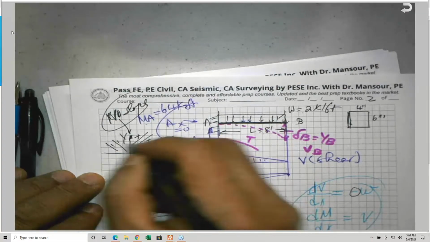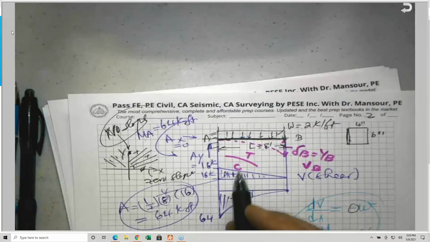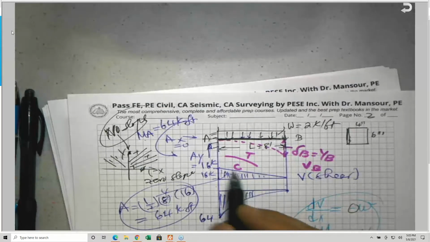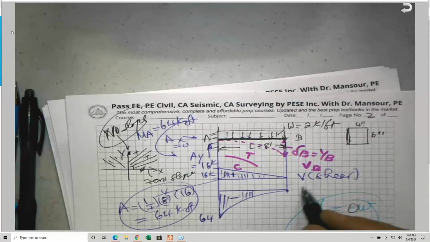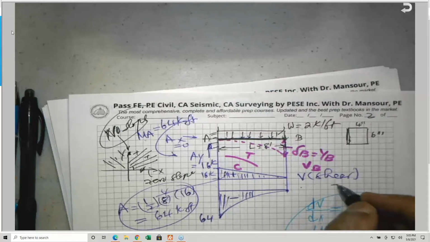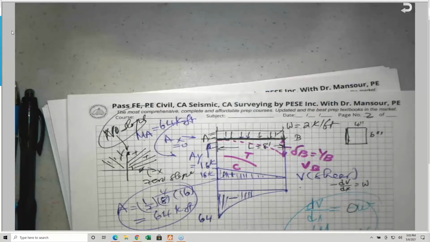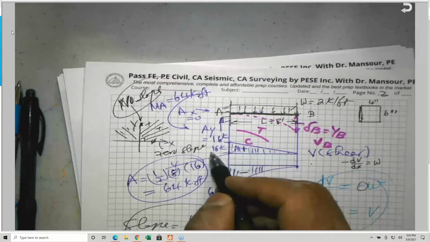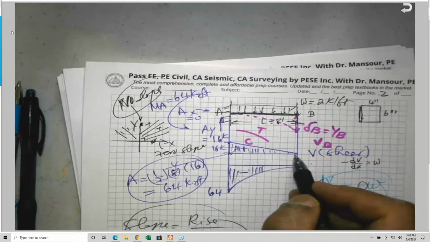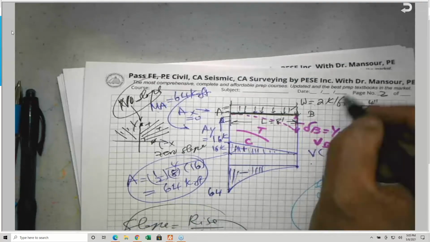These lines are positive, these are negative. So if you look to the shear diagram, you'll find this is a negative slope. So we are saying that dv by dx is equal negative w, or negative dv by dx is equal w. What is the slope? It's the rise over run. It is 16 divided by 8 will give you 2, which will give you the load.